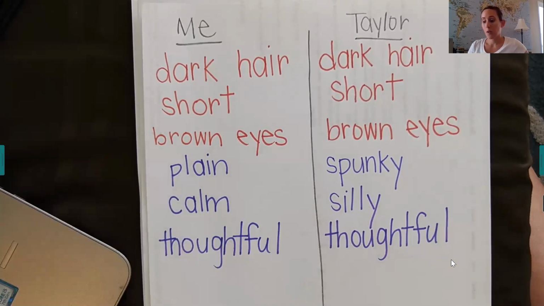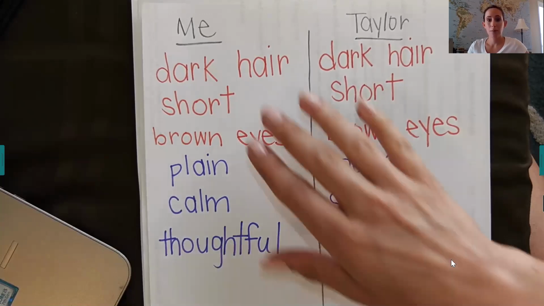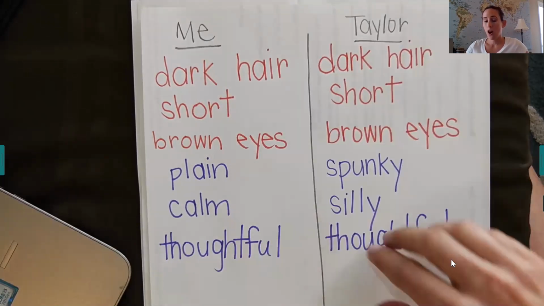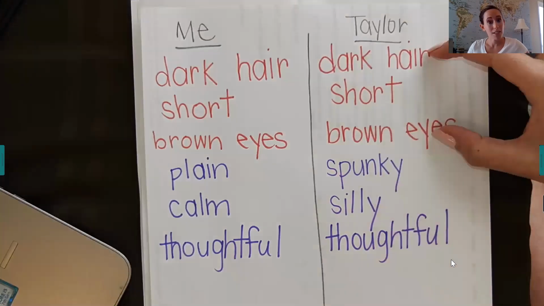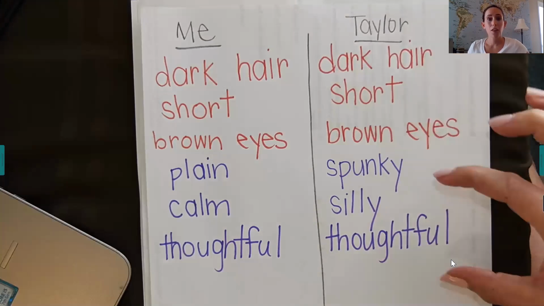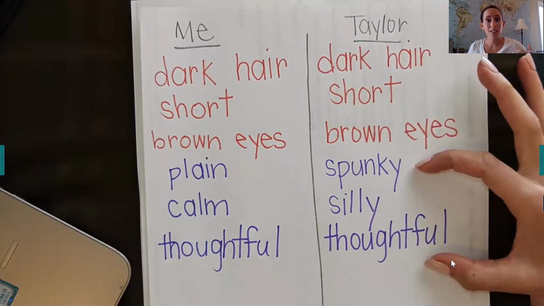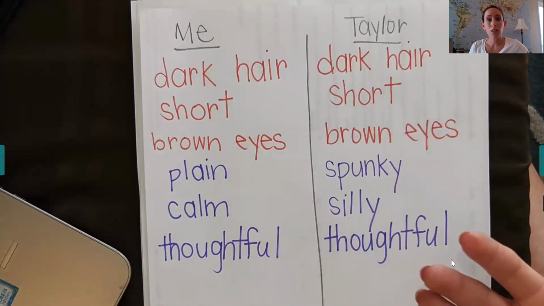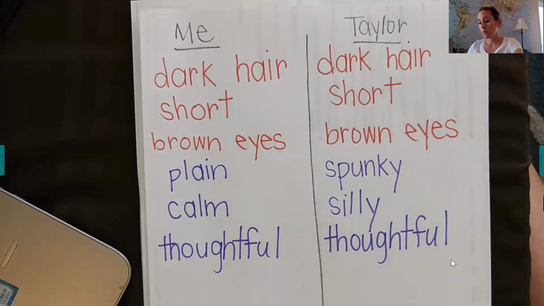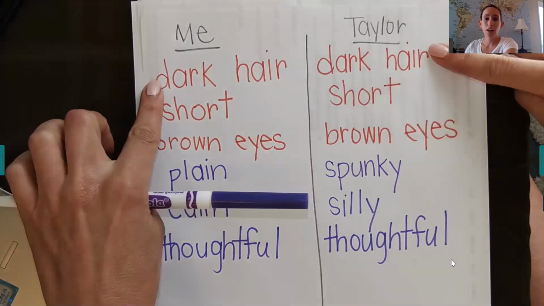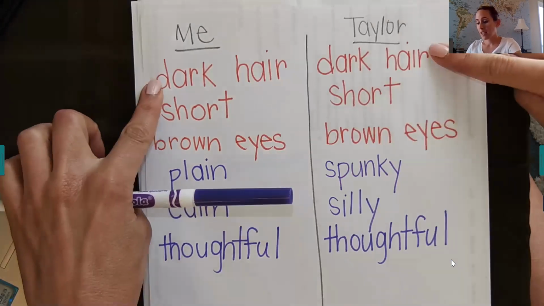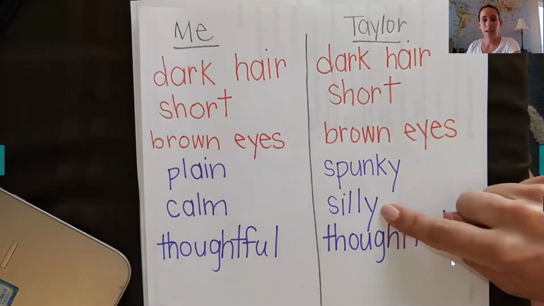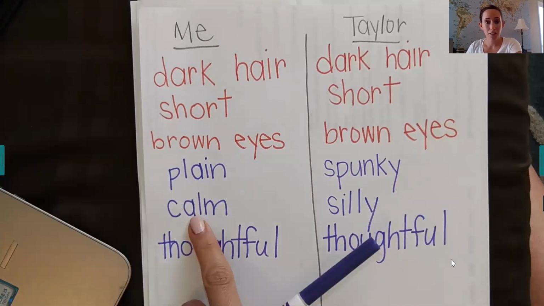So we have a good list going to describe me and to describe Taylor. And we have the red are the physical traits, what you can see on the outside of us with your own eyes. The purple are the personality traits, the inside, what you cannot see. So we have a good list going. Some things are the same, some things are different. So now we can look and we can compare. We can look and say, well, wait, we both have dark hair, but Taylor is more silly while I am more calm. We have a difference.